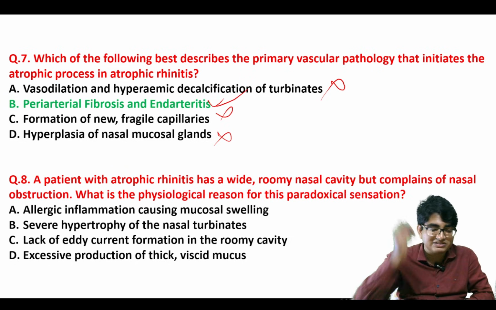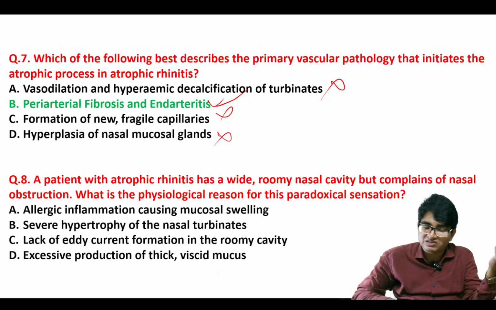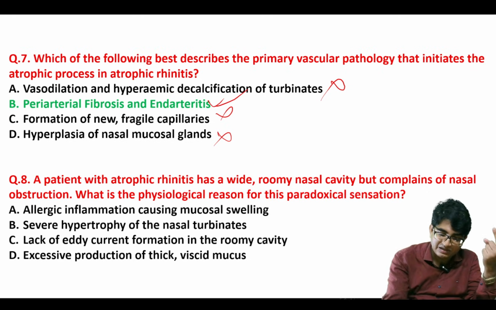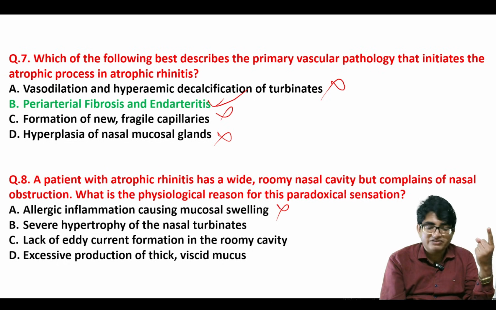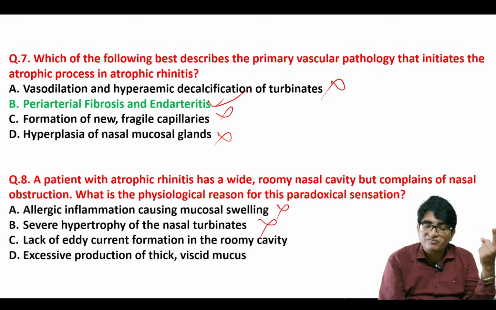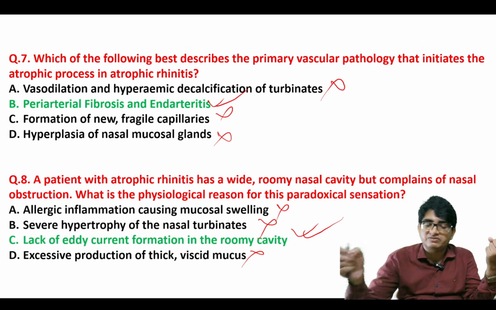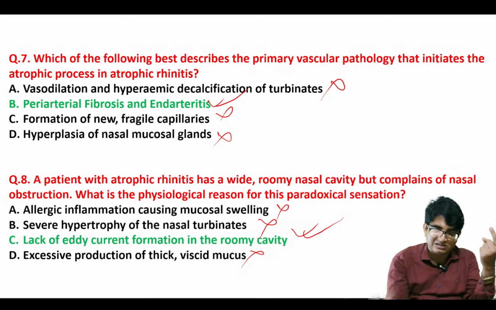Okay. Next, a patient with atrophic rhinitis has a wide roomy nasal cavity but complains of nasal obstruction. What is the physiological reason for this paradoxical sensation? Allergic inflammation with mucosal swelling, that is allergic rhinitis, not atrophic rhinitis. Severe hypertrophy of nasal turbinates, atrophy occurs, not hypertrophy. Lack of eddy current formation in roomy cavity, correct. Excessive production of thick viscid mucus, there is scanty viscid mucus, not excessive production. So there is lack of eddy current formation in roomy cavity. That is the answer. Correct?